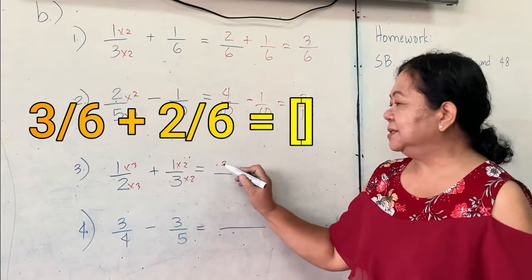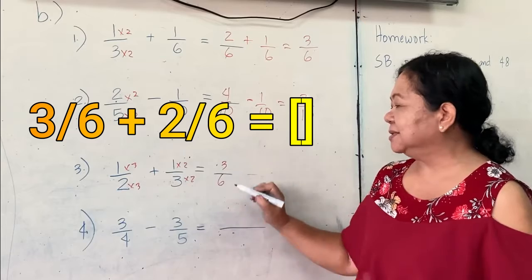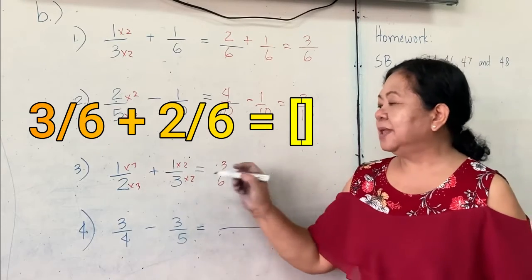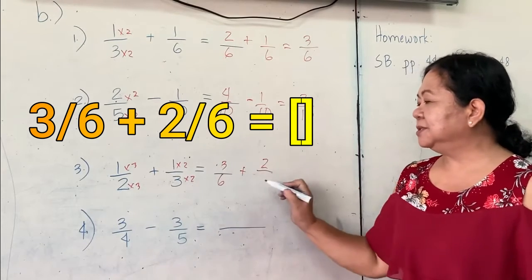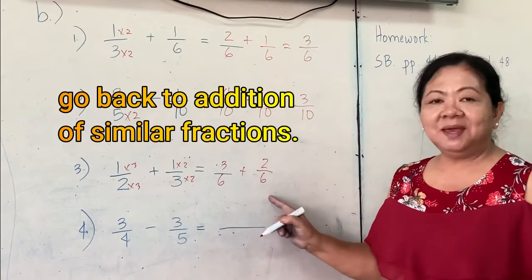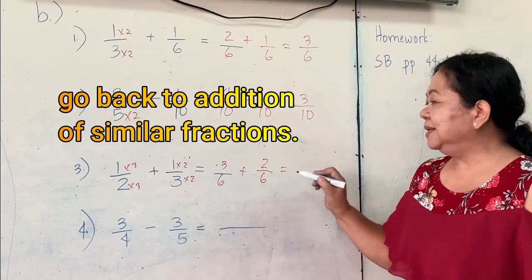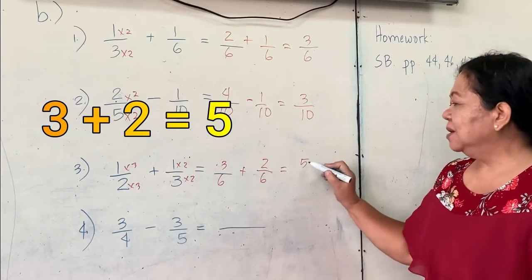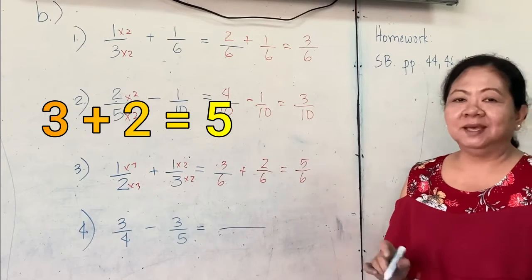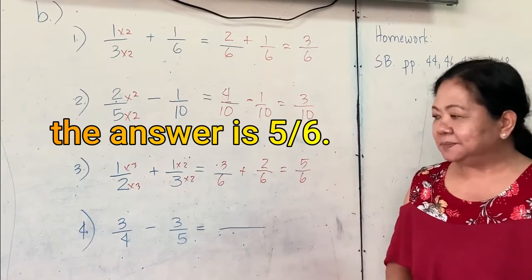1 times 3 is 3. 2 times 3 is 6. Plus 1 times 2 is 2. 3 times 2 is 6. Now, the denominators are the same. So, we'll just add the numerators, 5 over 6. This is now our answer.